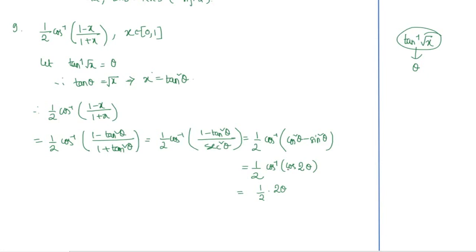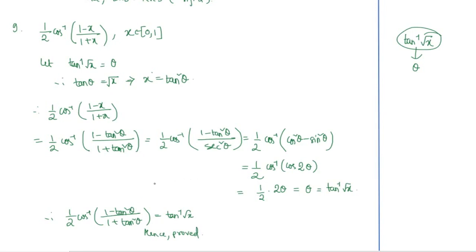You can directly write cos inverse of cos 2 theta as 2 theta. So half of 2 theta is going to be theta, and you had assumed theta to be tan inverse of root over x. Okay, therefore we can say half of cos inverse of (1 minus tan square theta) by (1 plus tan square theta) is tan inverse root x, hence proved. Okay, so I think this was an easy one, you have no doubt in it.